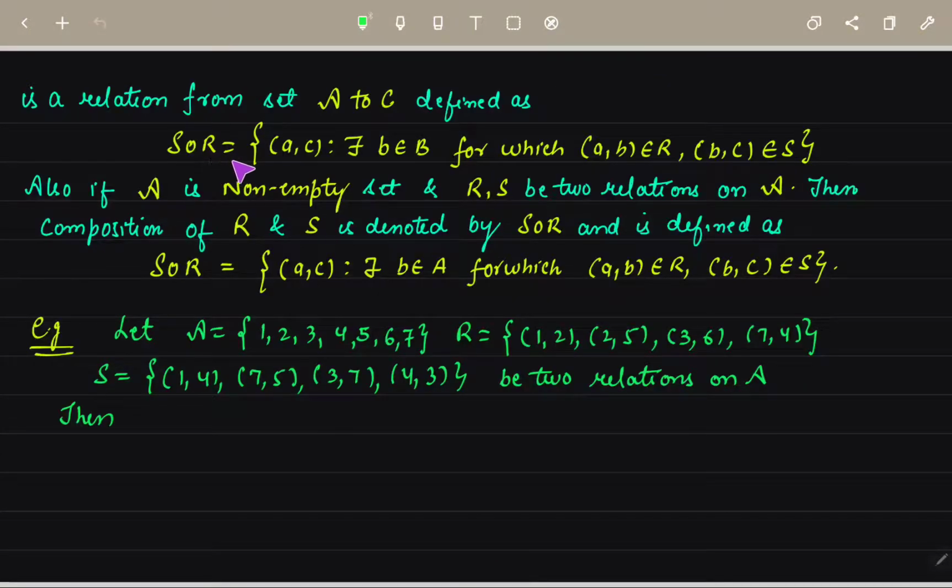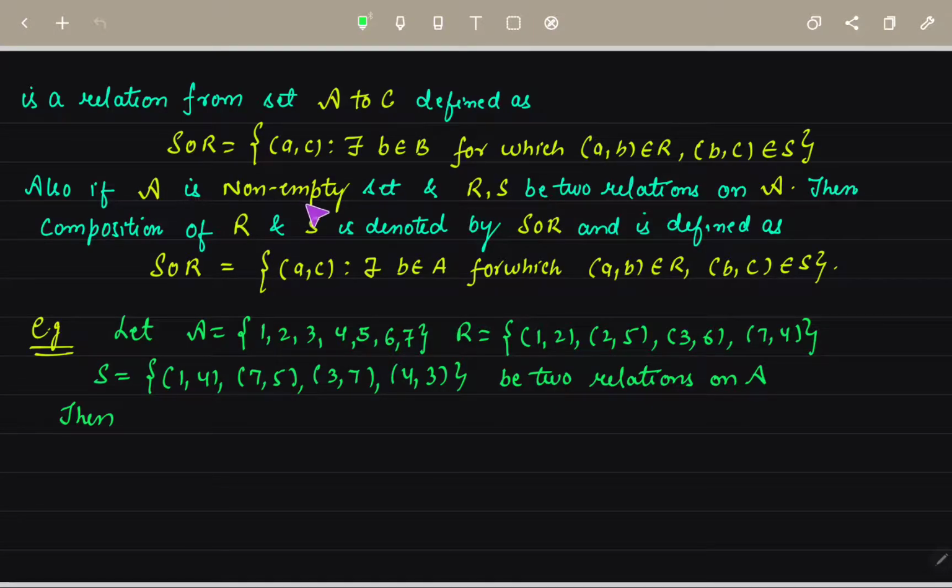So mathematically we define it as S composition R equal to the ordered pairs (a, c) such that there exists one b in B for which A is related to B and B is related to C. So this ordered pair (a, b) should belong to the relation R, and this ordered pair (b, c) should belong to S. So this is the definition for composition of the relation.